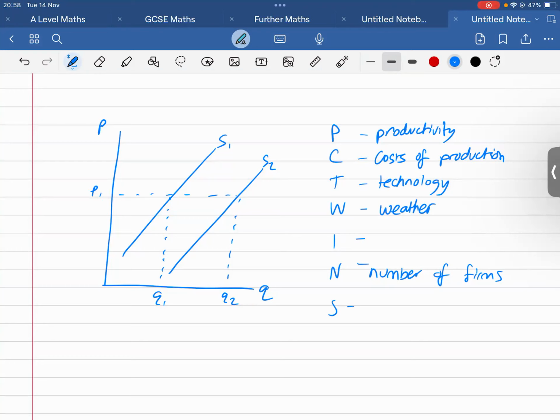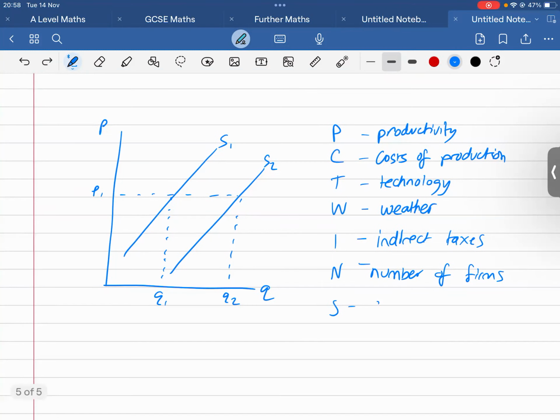And then the I and the S, we're going to go into more detail later on, but I'll just say it for now. It's indirect taxes and subsidies. In summary, subsidies are payments given to you, so they'll support your business. Indirect taxes take money away from your business, so supply goes down.